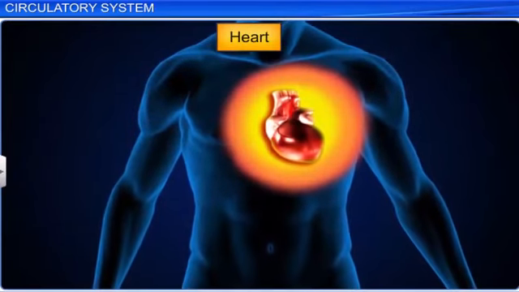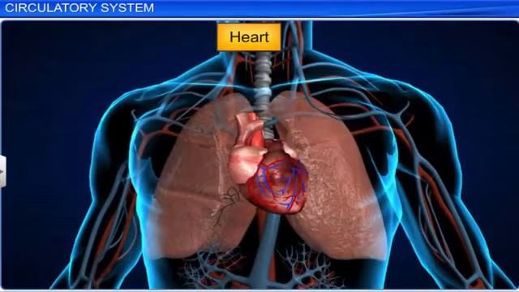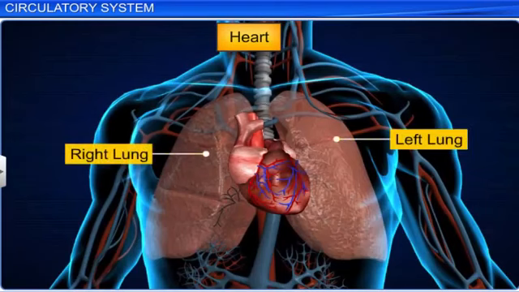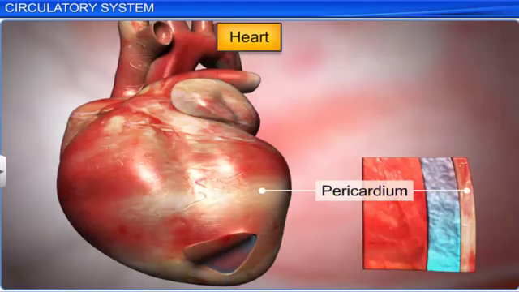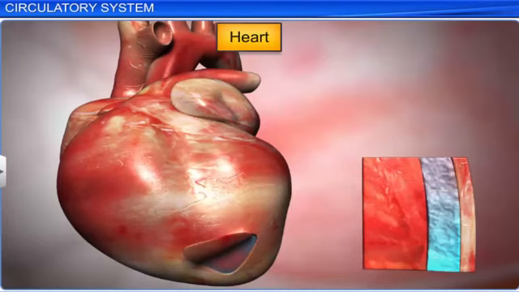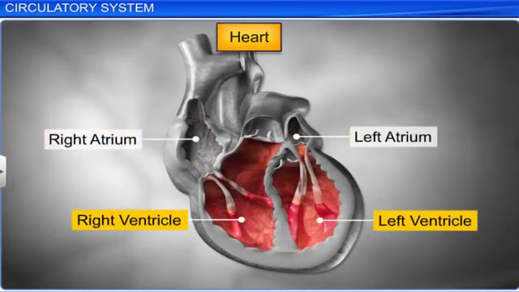Now let's look at the structure of the human heart in detail. The heart is about the size of a fist and lies in the thorax between the two lungs, slightly tilted towards the left lung. It is protected by a double-walled membranous sac called the pericardium, which encloses pericardial fluid. It has 4 chambers that include 2 upper small atria and 2 lower large ventricles.